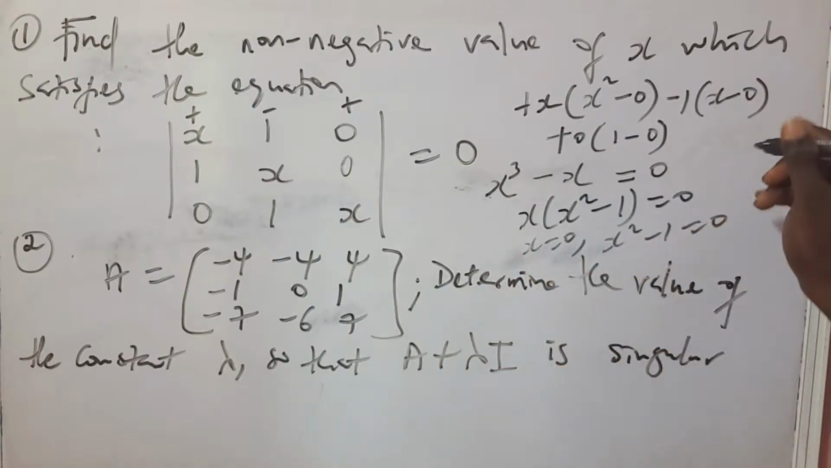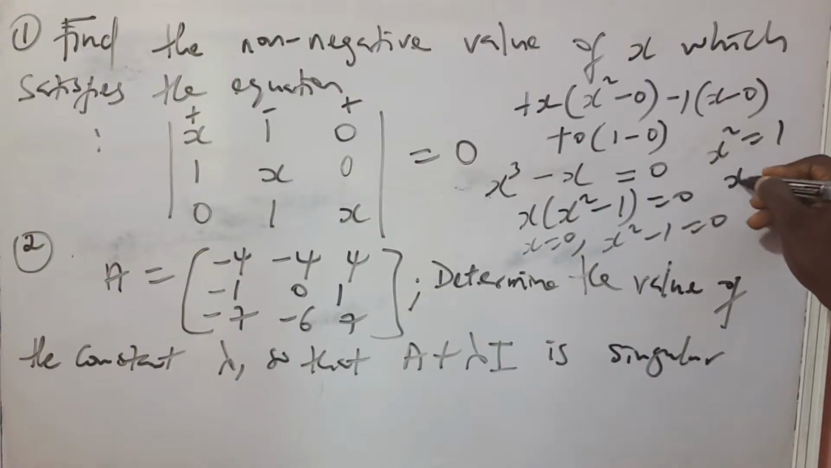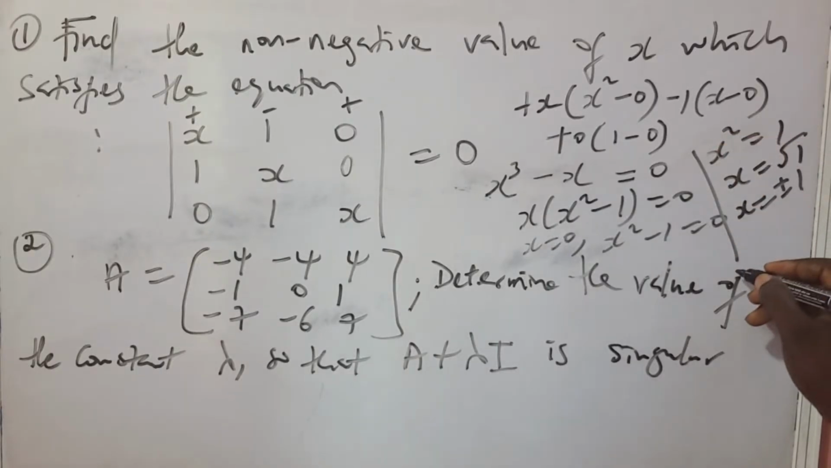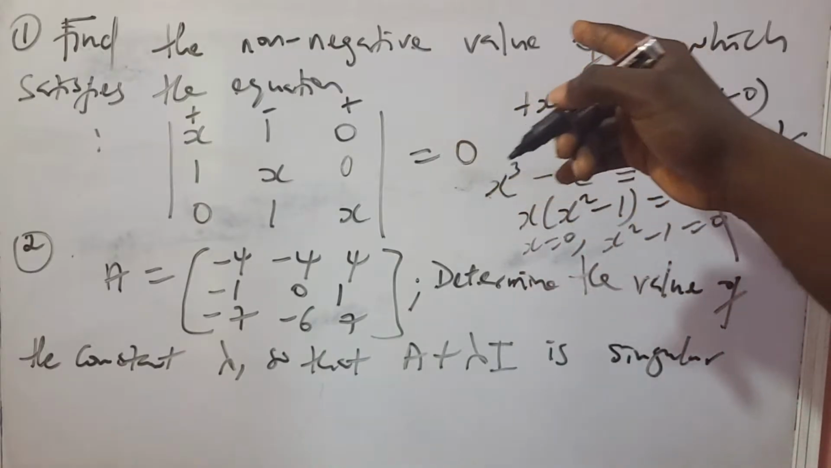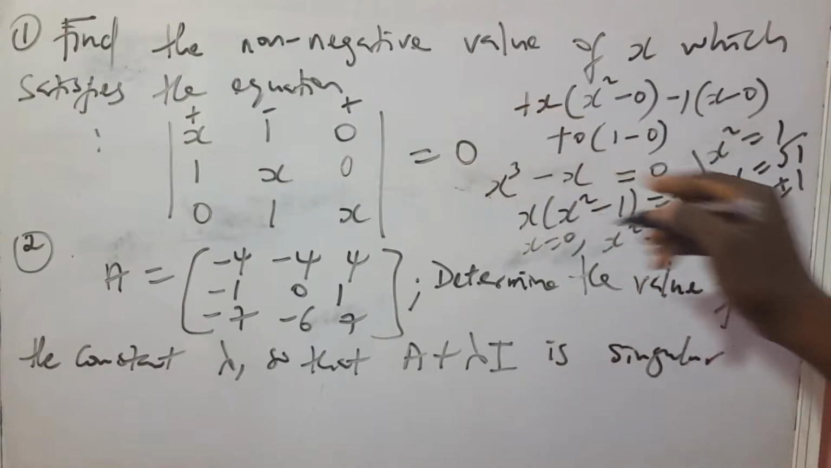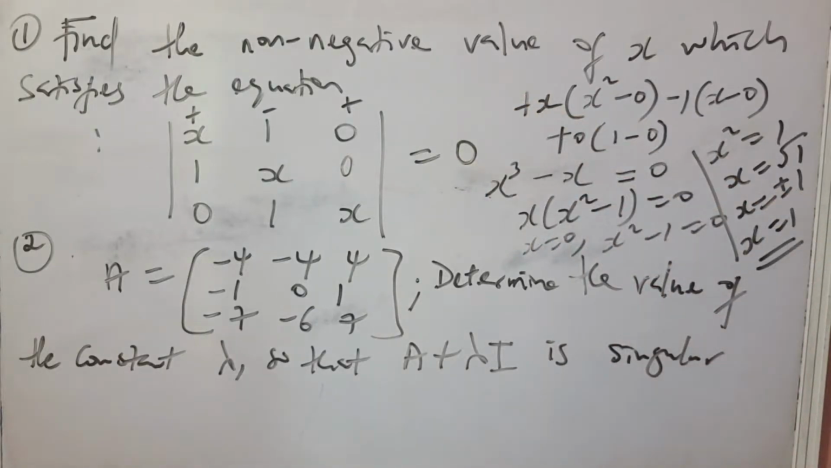x squared minus 1 equals 0. That means x squared is equal to 1. That means x is equal to the square root of 1. Obviously, x will be equal to plus or minus 1. So we're interested in the non-negative value. So our x, which we'll be concluding on, will be x equals 1.